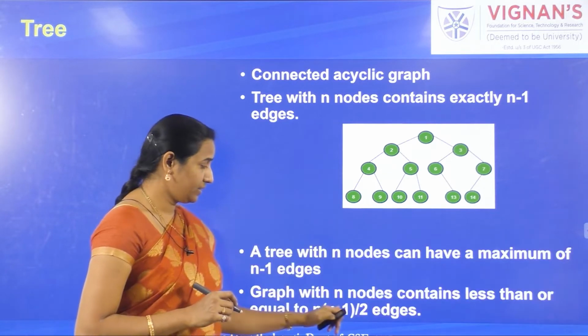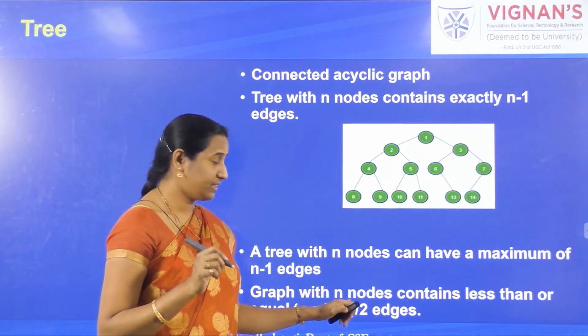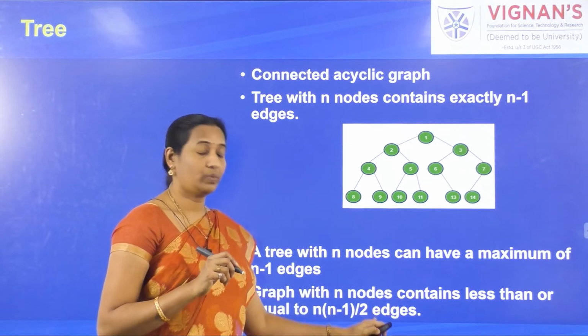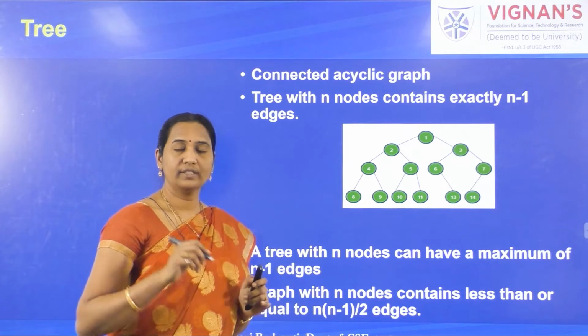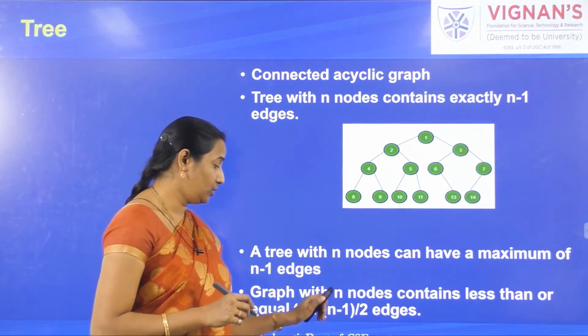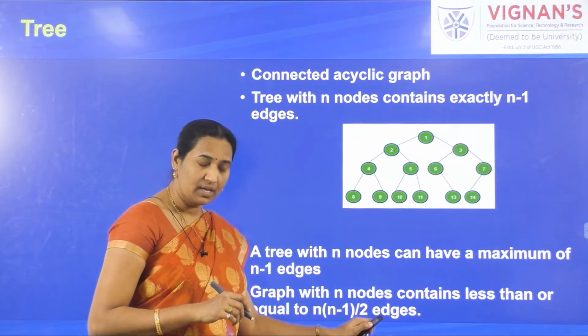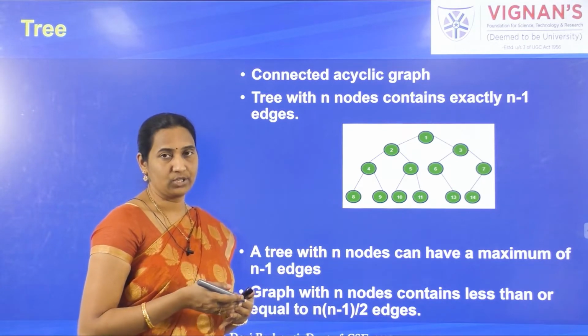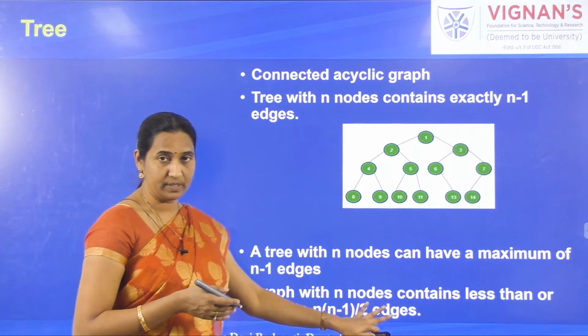You need to observe one thing: when you are given a graph with n nodes, it contains at most n into n minus 1 by 2 edges. In a complete graph you will have n into n minus 1 by 2 edges, and if it is non-complete, there will be fewer edges than that. So this point has to be observed carefully.